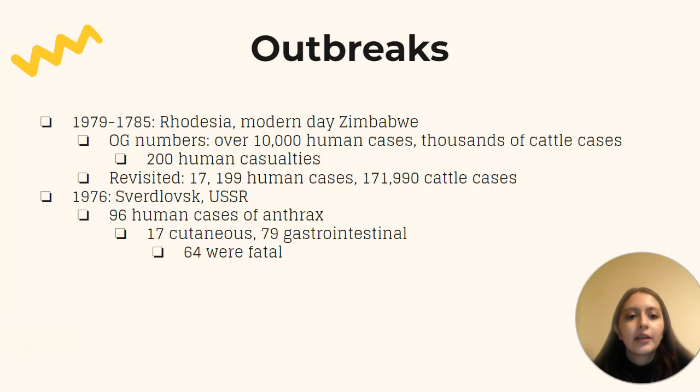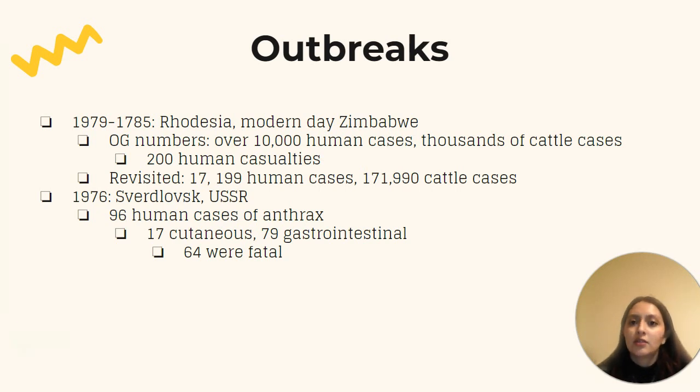Okay, so outbreaks. In 1979 through 1985, in Rhodesia, which is modern-day Zimbabwe, originally the numbers said that it was over 10,000 human cases and thousands of cattle cases, but with 200 human casualties. But a recent study revisited this outbreak and found that the human cases were actually well over 17,000, and the cattle cases were almost 200,000.